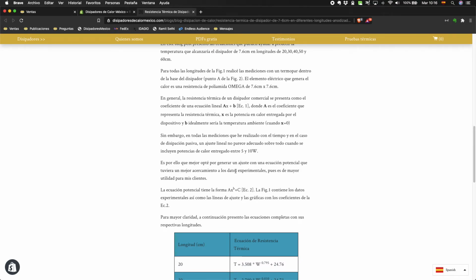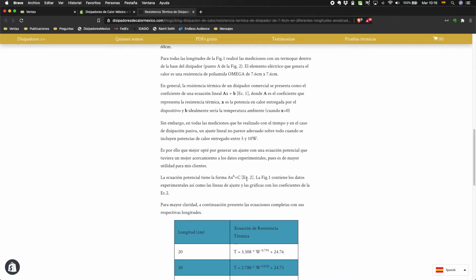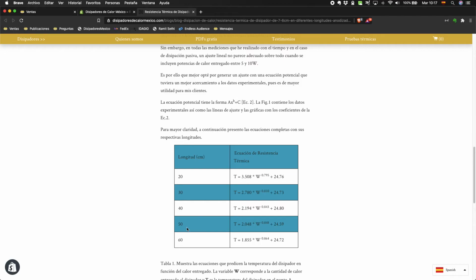So I decided to create a better fit, despite not having right now a good physical explanation as to why this fit is better or has a more rigorous backing than a linear fit. But what interests me more now is that I have an equation that actually predicts with better accuracy the temperatures that I have gotten. So that's why I use this fit. These are the equations for each length: 20 centimeters, 30, 40, 50, and 60.